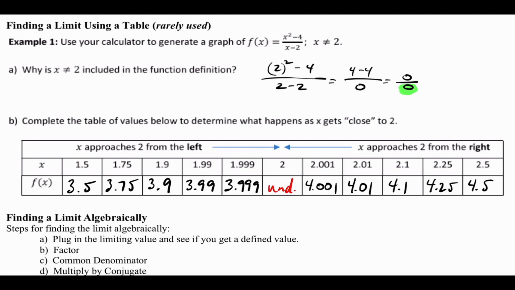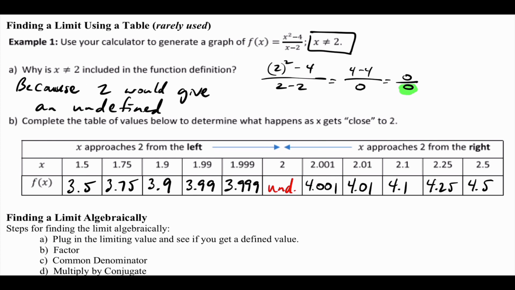And that's why 2 is excluded. So if you see this excluded part, it says you can use f of x, just don't plug in 2. That's what it's saying. Just don't use 2. Why not? Because 2 would give an undefined value. If I plugged in 2, it's going to give me 0 on the bottom. Even if 0's on top, it won't matter. 0 on the bottom, no good.